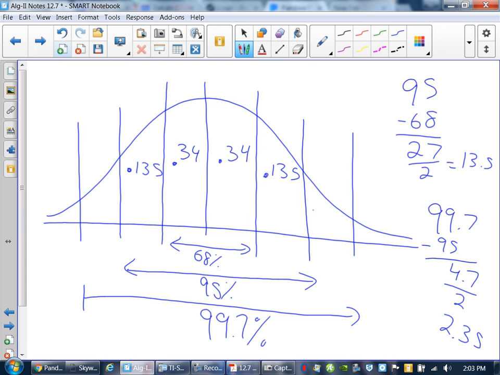So that gets me 0.0235 on both sides. How much is left after the 99.7%? 0.3. Those are your outliers on the outer edges. So if it's 0.3 to add up for both of them, 0.15 here, 0.15 there, which means it's 0.0015 on either side. So this would be 0.0015.